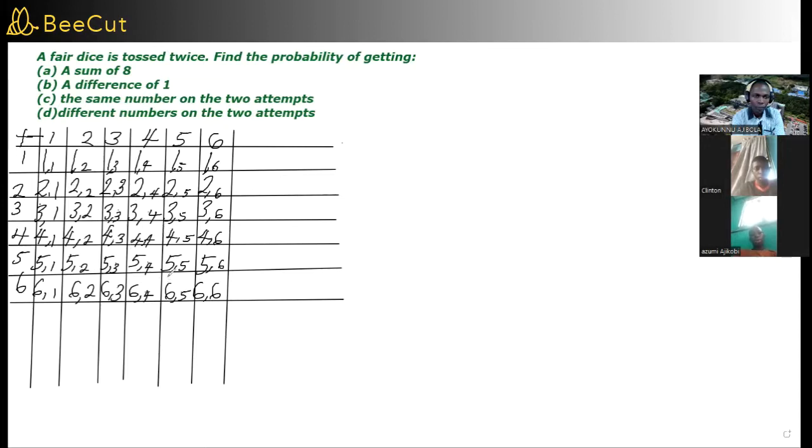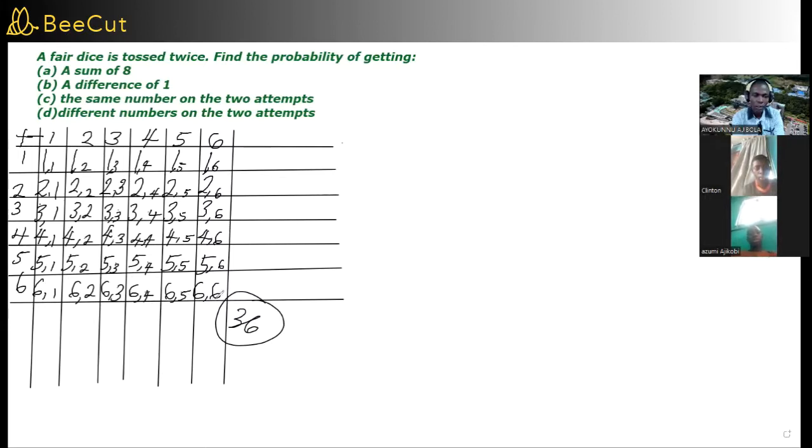Six or two. So count everything together. That is 6 times 6, which is 36. So that means our sample space is 36. We have the possibility of getting any of these 36 attempts. Yes or no? Yes, sir.